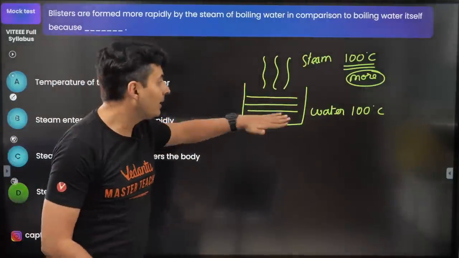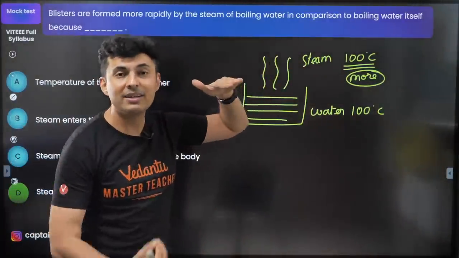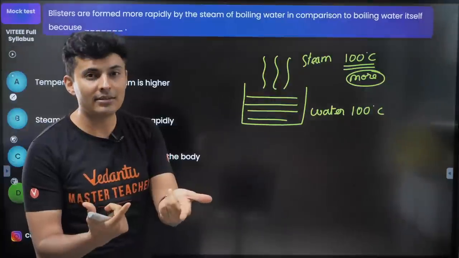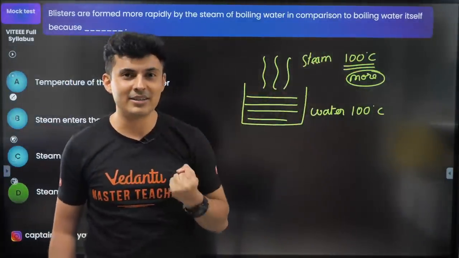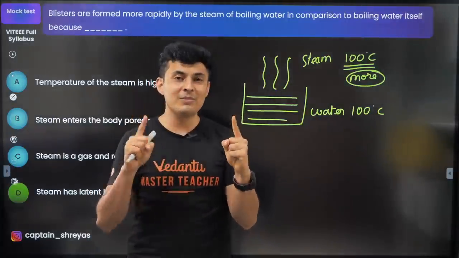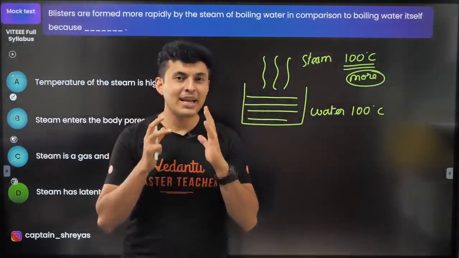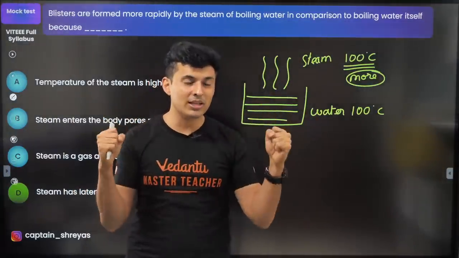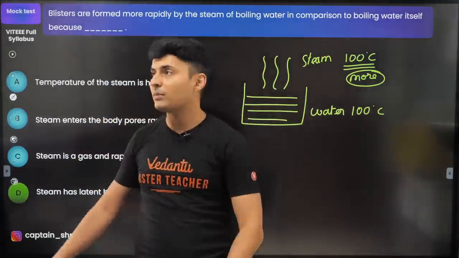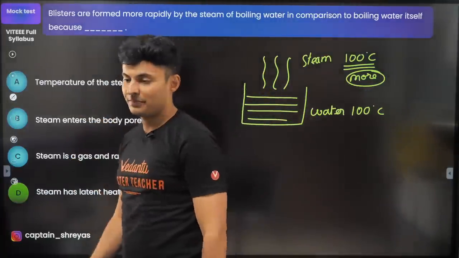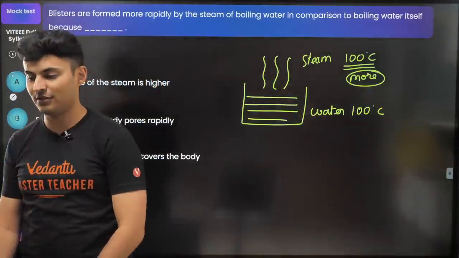Because you have converted from water to steam phase, latent heat is given. So that energy is also there with steam. So steam has more energy, even though the temperatures are same, because they are in different phase. Hence, you will see steam has more energy, so it will rupture your skin more, your skin will get burnt, and that's why you'll get blisters.